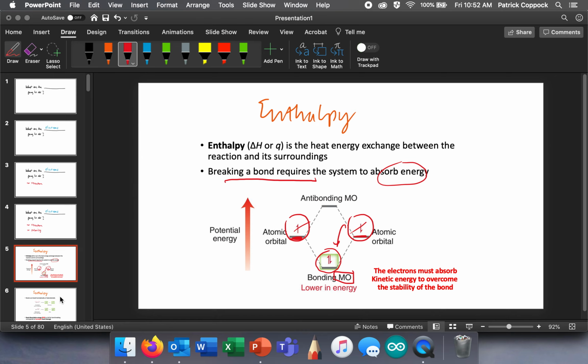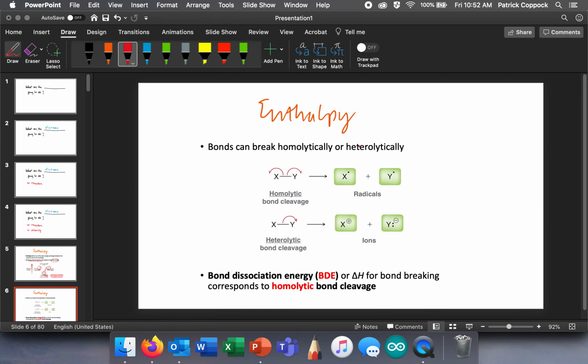So let's talk about bond breaking. Bonds can either break homolytically or heterolytically, and we're going to see both of these. Homolytic is when they go back to where they were, right? Remember the picture on the previous screen? You've got these two atoms, and then they go, you know what?